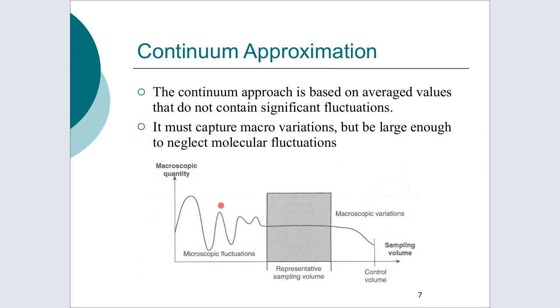So what we've described there is this kind of discrete molecular nature of the gas, and that's really what it is. But we don't use that in terms of fluid mechanics. When you did fluid mechanics, through all the stuff we've done so far, we have treated it as a continuum. And the whole idea of the continuum approach is that it's based on average values that do not contain significant fluctuations. So it has to capture macro variations, but be large enough to neglect molecular fluctuations.